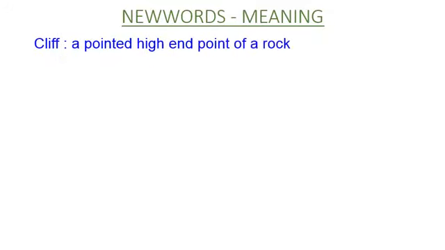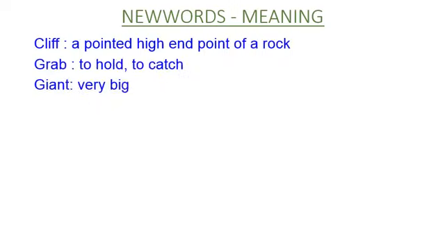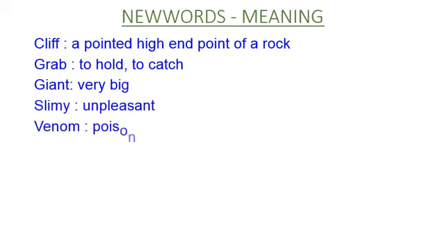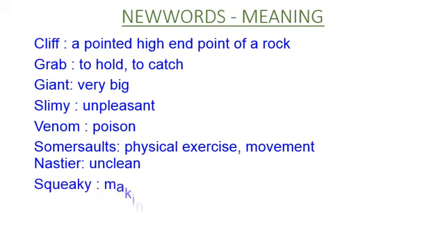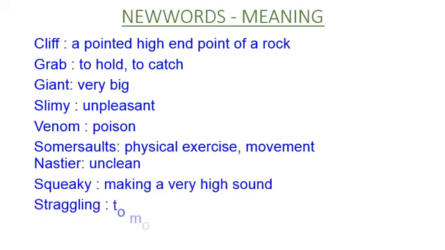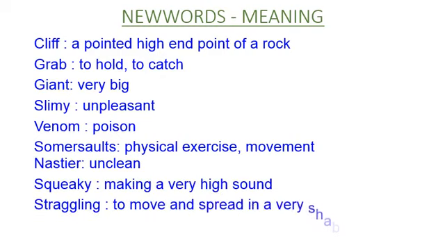New words and their meaning. Cliff, a pointed high end of a rock. Next, grab, to hold, to catch. Giant, very big. Slimy, unpleasant. Venom, poison. Somersaults, physical exercise movement. Nastier, unclean. Squeaky, making a very high sound. Straggling, to move and spread in a very shabby manner.